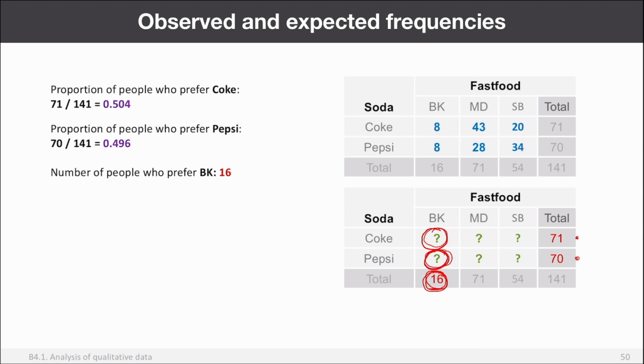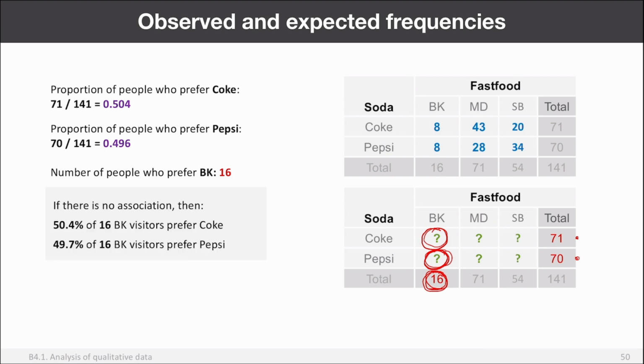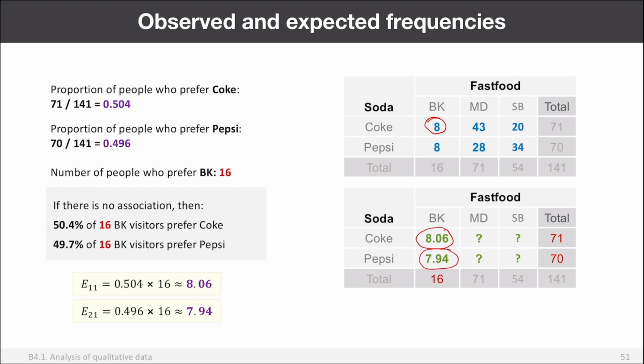Let's compute it. So this is the number of people who prefer Burger King, and then we compute 50.4% of 16 and 49.6% of 16, right? So this is how to compute it. So this is the expected frequency for the combination Coke and BK. And this is the expected frequency for the combination of Pepsi and BK. So now we can fill it in. And then you can see this is the expected value and this is the observed value. This is the expected value and this is the observed value.